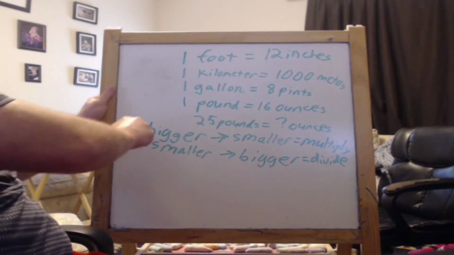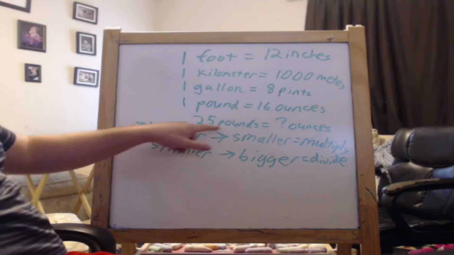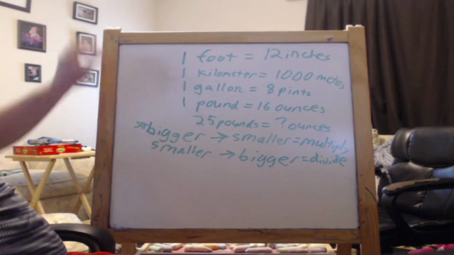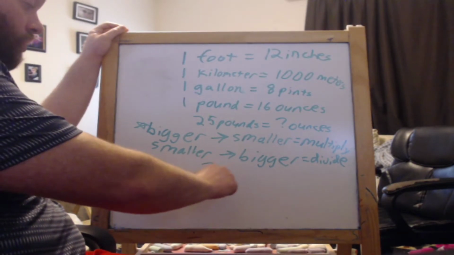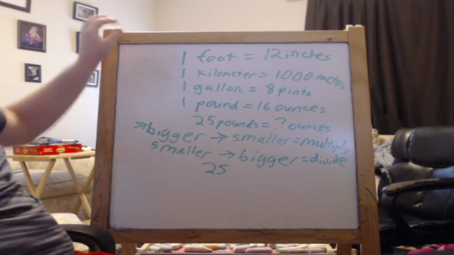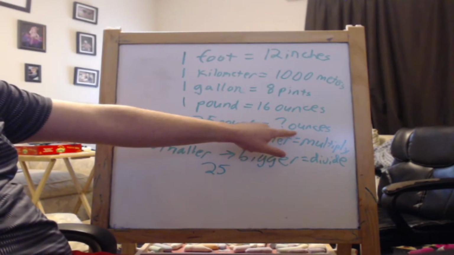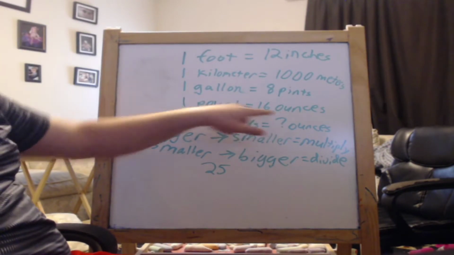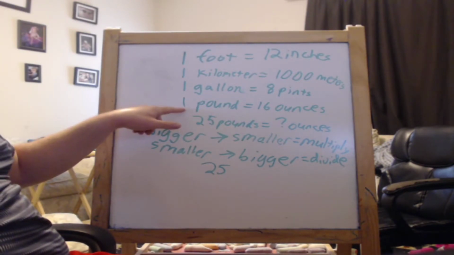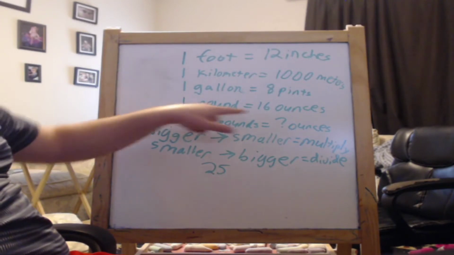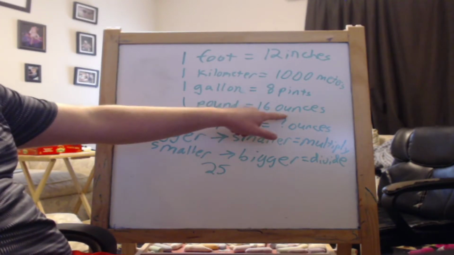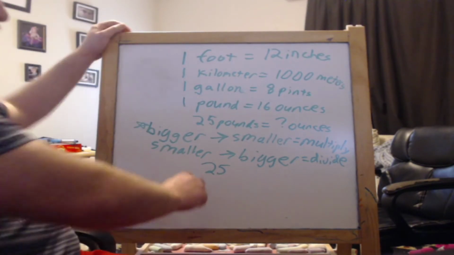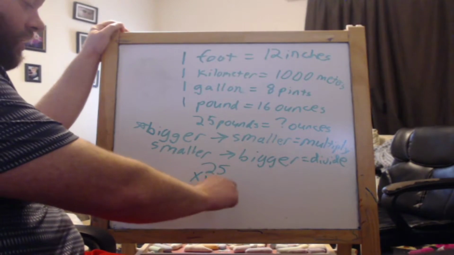Which means we have to multiply. So it's always good to just write, okay, this is bigger to smaller, so we need to multiply. And what are we multiplying? It's 25, the amount of pounds we have, times 16. That's what we're always multiplying or dividing by in pounds and ounces, because we're multiplying or dividing by the amount of the smaller unit that goes into the bigger unit. So it's just 25 times 16.